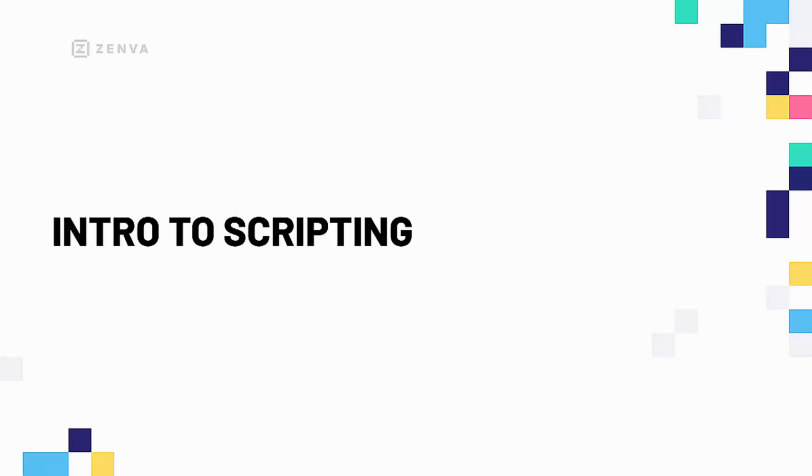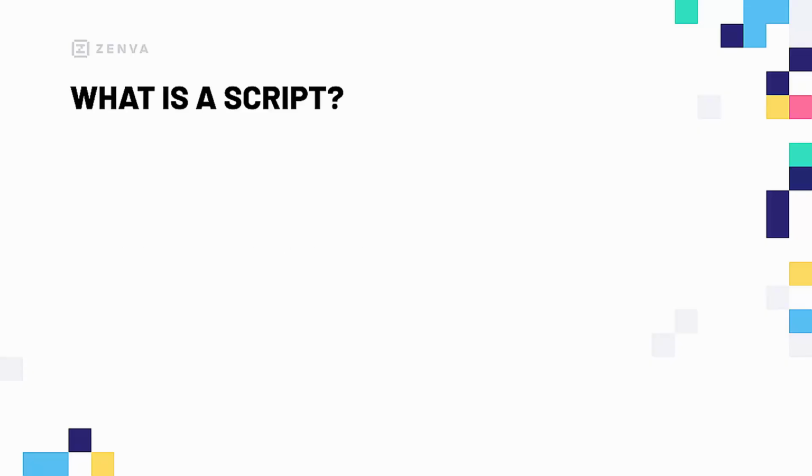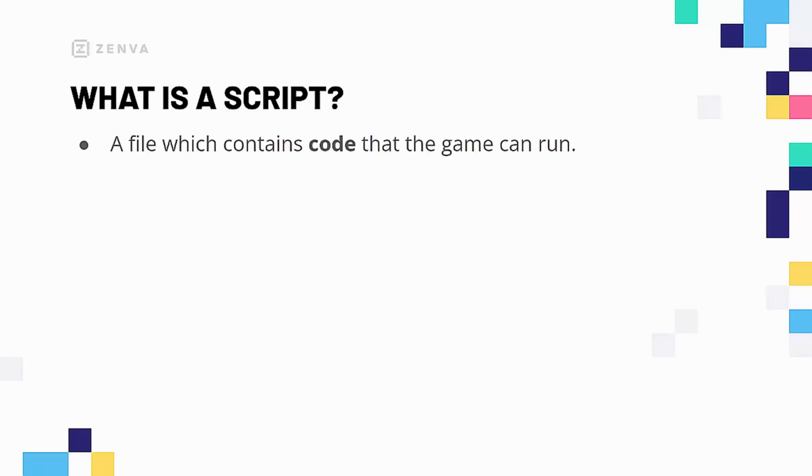Hey everyone, in this lesson we are going to be looking at an introduction to scripting. Now scripting is a very important aspect of the Defold engine, as this is where we give our game logic. So first of all, what is a script? Well, a script is basically a file which can contain code that the game can then run, okay? So if you've ever seen all those lines of code, that is basically what we are going to be doing.